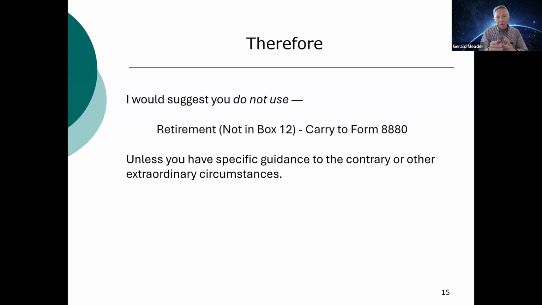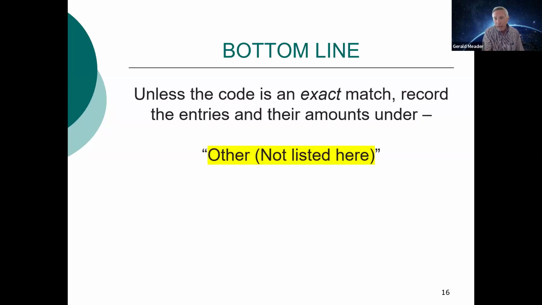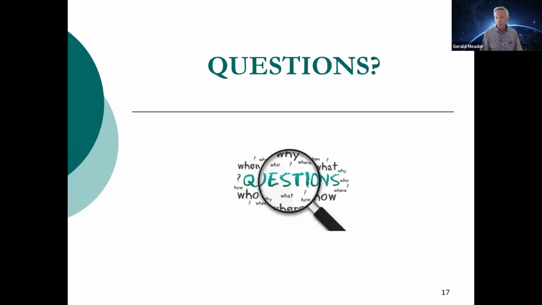So I would suggest that you do not use this carry to Form 8880 unless you have some very specific guidance to the contrary or other extraordinary circumstances that I can't imagine. I mean, maybe a letter from Oprah saying, hey, we screwed up and you have to put it in box 14. I can't imagine it happening. I don't think you're going to find that unicorn anywhere. I don't think you're ever going to need to do that. The bottom line is, unless the code is an exact match from the W-2 box 14 to the TaxSlayer box 14, if it's not an exact match, just always use other, not listed here. That's it. Any questions?